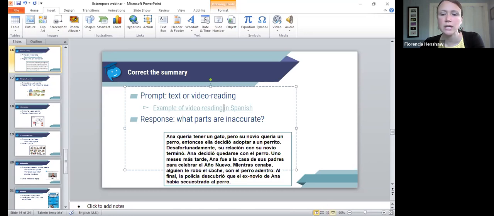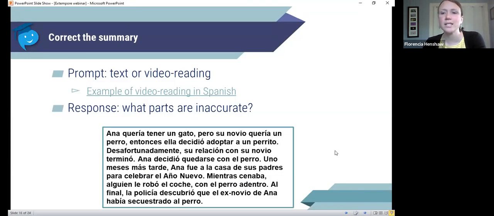But essentially the video reading is what we're doing right now, right? You're seeing the text and somebody talking or reading. That's all it is. So I would read this out loud, for example. I would say, Ana quería tener un gato, pero su novio quería tener un perro, right? Where they're also listening to you and reading at the same time. I think that it's a great way to give them bimodal input, both written and oral at the same time. And that can be part of the prompt, right? And they need to say what parts of that summary don't make sense for the short film that you all watched as a class.